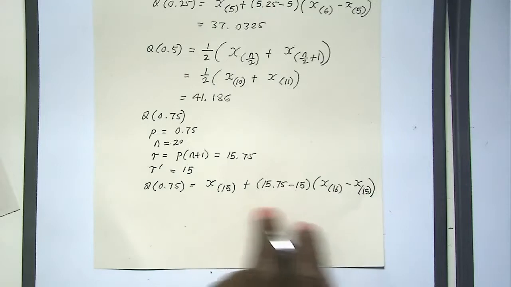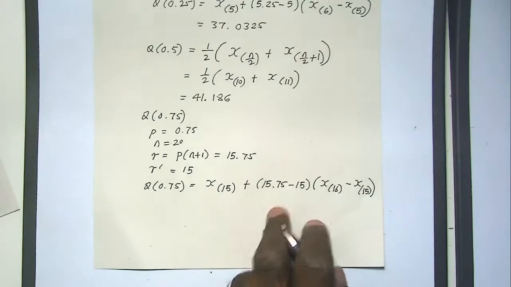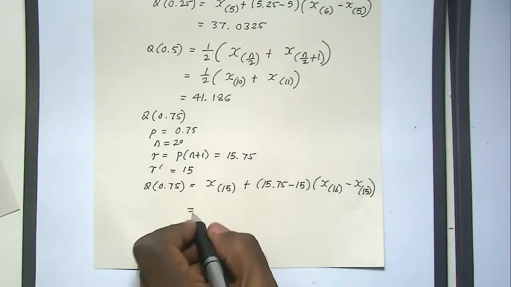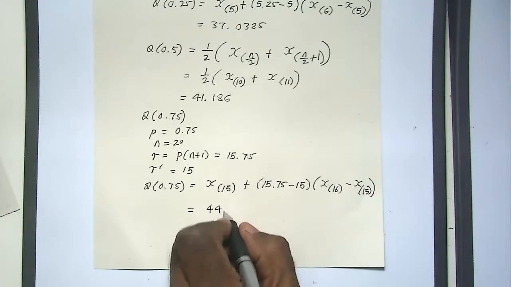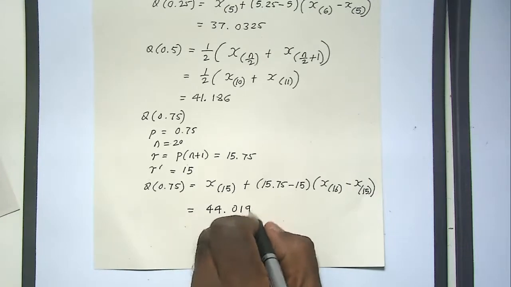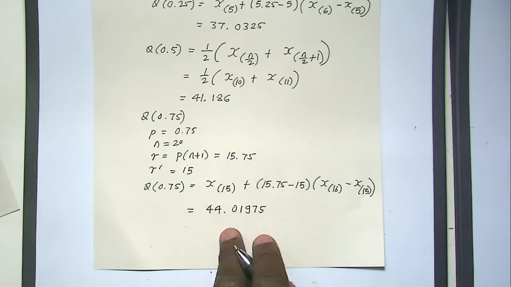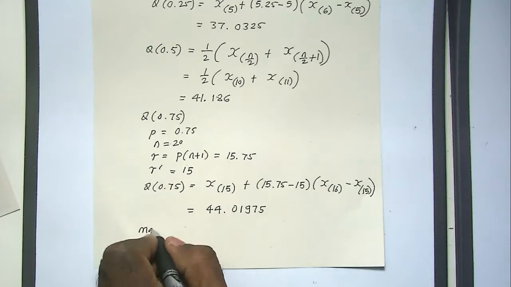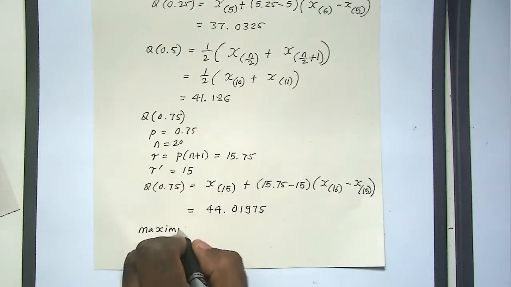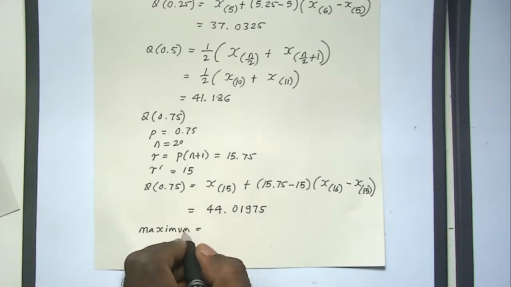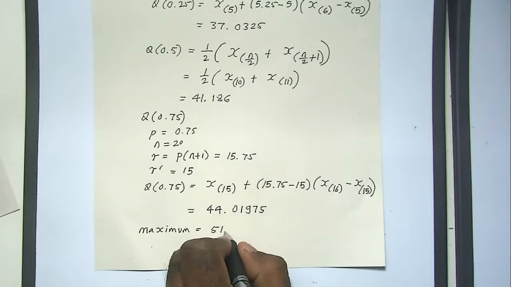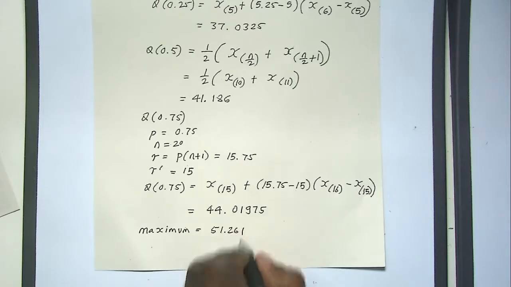It will be this. Once again, I'm using the same formula as here. So this you can do. So this is the third quartile, and the final number that we need to find is the maximum, which is again trivial. The maximum is the largest data point, which is 51.261. All right, so we got all the five numbers.